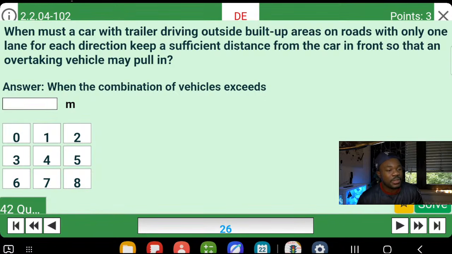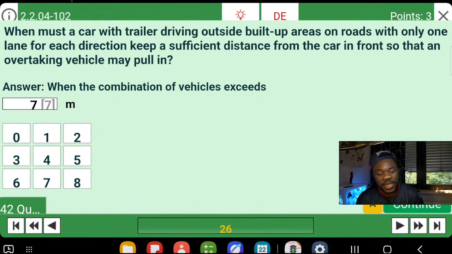When must a car with trailer driving outside built-up areas on roads with only one lane for each direction keep a sufficient distance from the car in front so that an overtaking vehicle may pull in? When the combination of vehicles exceeds 7 meters.